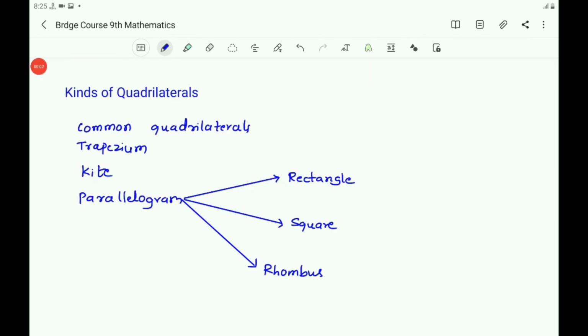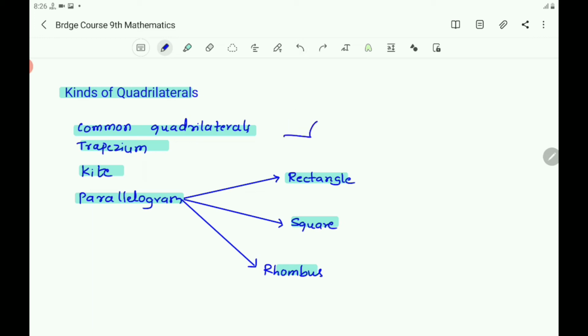Now let us discuss about the kinds of quadrilateral. You know what is a quadrilateral? It is a polygon having four sides. Quadrilateral is a polygon having four sides. Now what are the different kinds of quadrilaterals? Common quadrilateral is there, trapezium is there, kite, and also parallelograms. And in parallelogram, rectangle, square, rhombus, all these are parallelograms. Here you know the different shapes of the quadrilateral. Common quadrilateral is there.